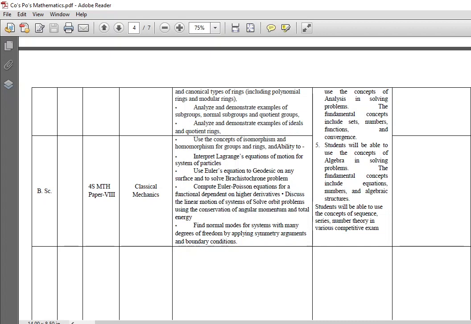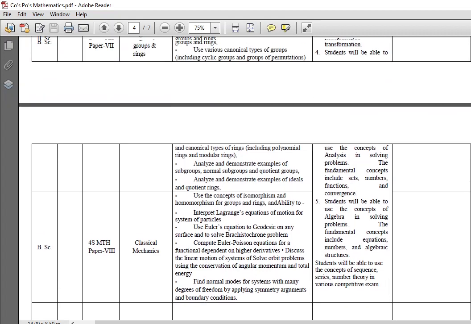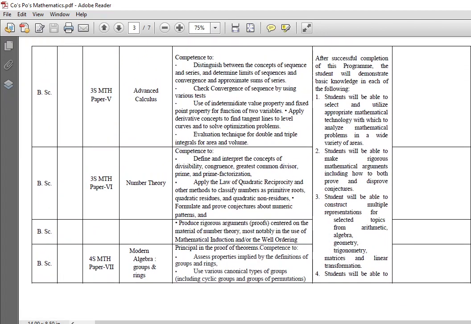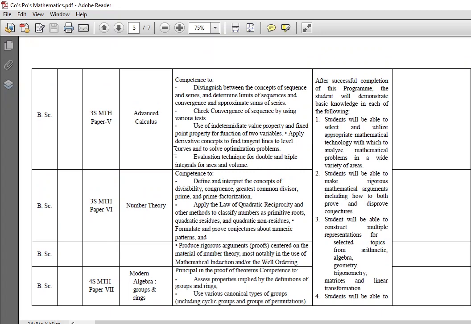So we will start our syllabus in the third semester with advanced calculus, and after that we will see the number theory paper. So these are the outcomes and the specific outcomes, how you are going to benefit from this syllabus, as explained in this video.